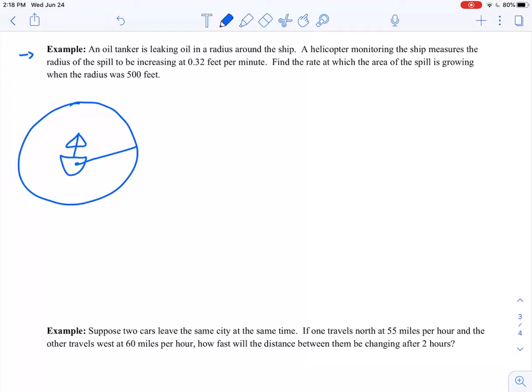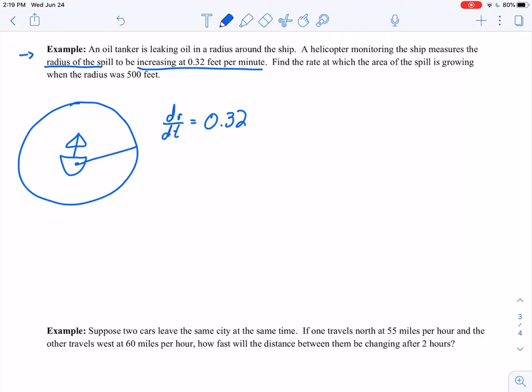So actually, let's just stop right there. I see increasing, I see 0.32 feet per minute, so we're talking about a derivative. The derivative of what? The derivative of the radius of the spill. So in other words, they're telling me that dr/dt, it's increasing, so it must be positive. dr/dt must be a positive 0.32 feet per minute.